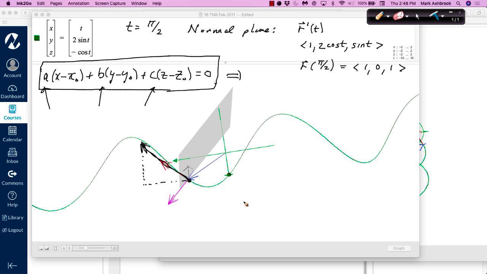Question? No, I have the equation. Cool. So what about the point? How did you get the point, Lucas? The point is you just plug in your T to your position vector. Right.